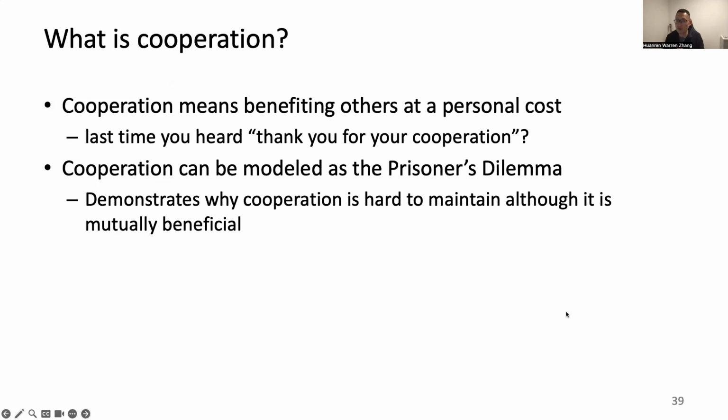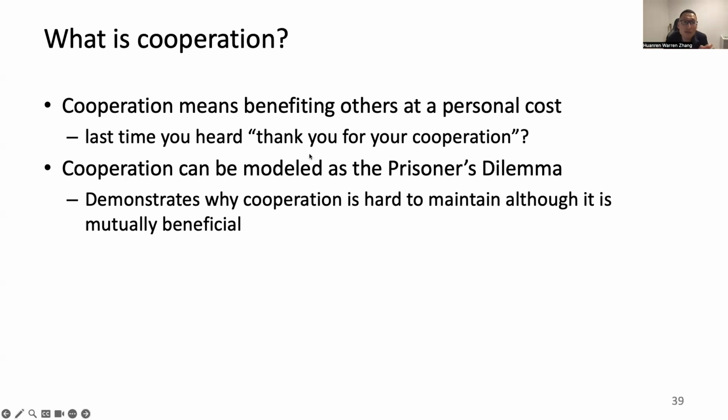So the game of cooperation, usually we just use the prisoner's dilemma, right? So what is cooperation? Cooperation means benefiting others at a personal cost, right? So think about the last time you heard the phrase 'thank you for your cooperation.' Why do they want to thank you? Because being cooperative means you need to sacrifice a little bit of your personal convenience for the benefit of the general good.